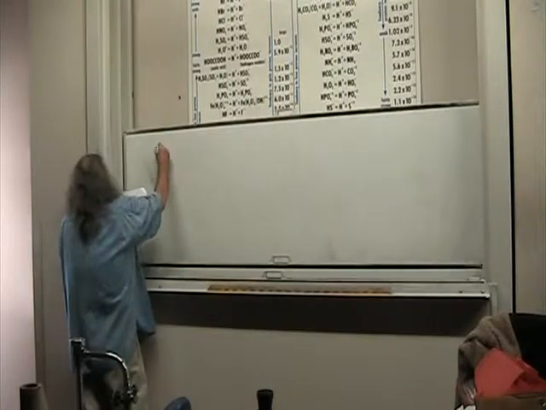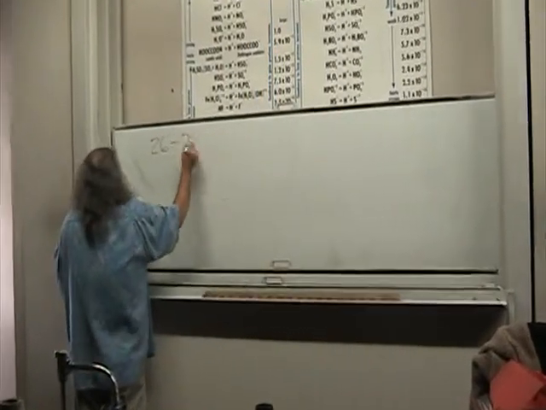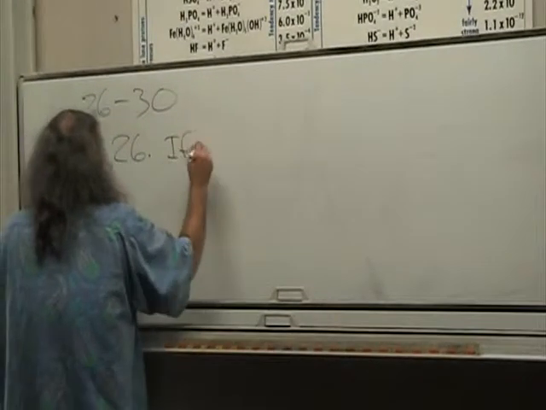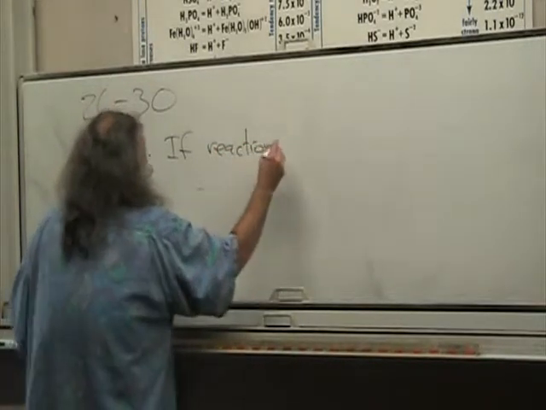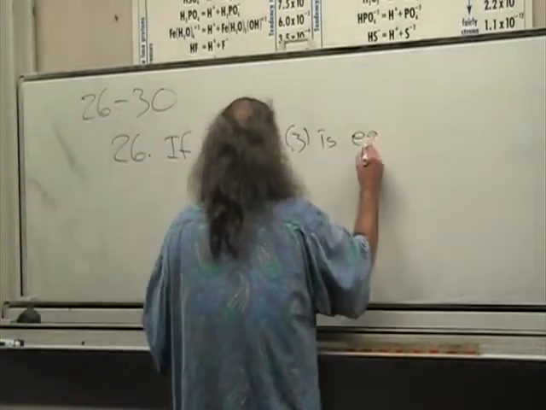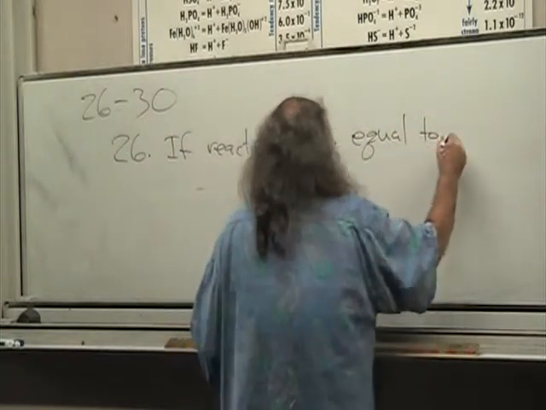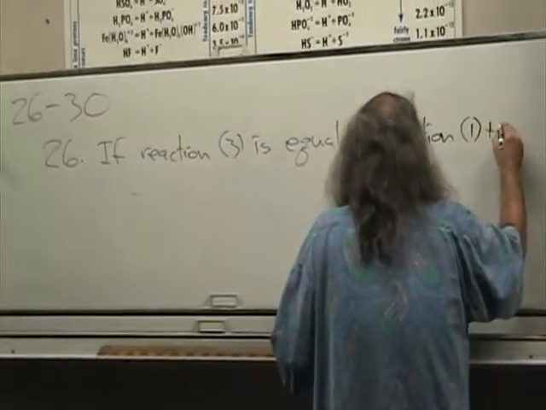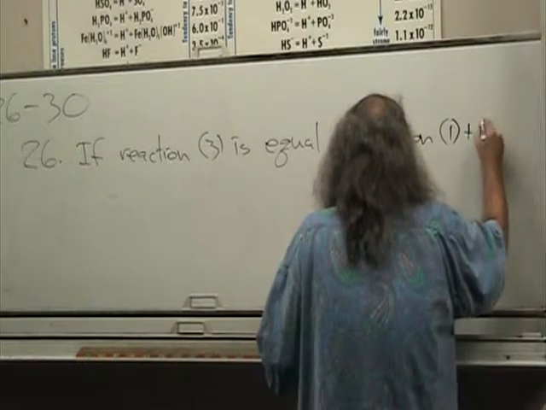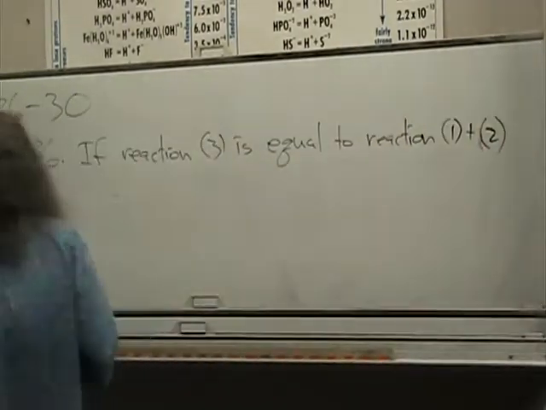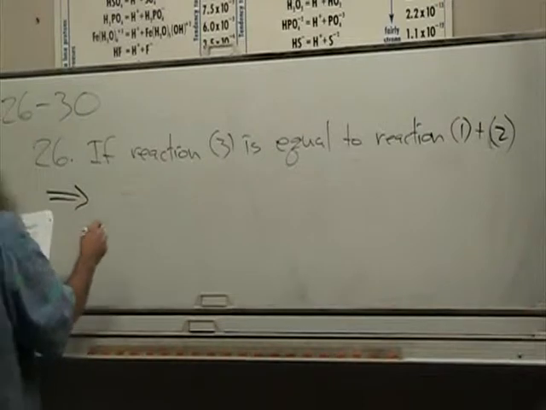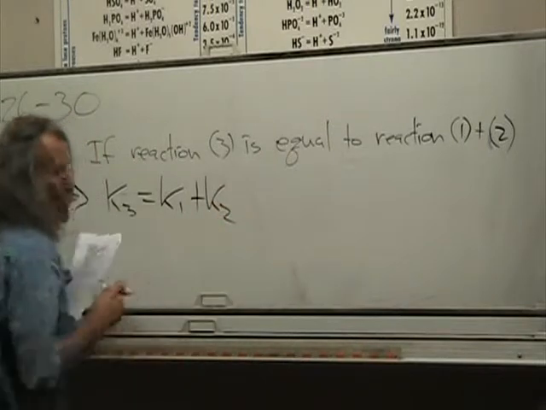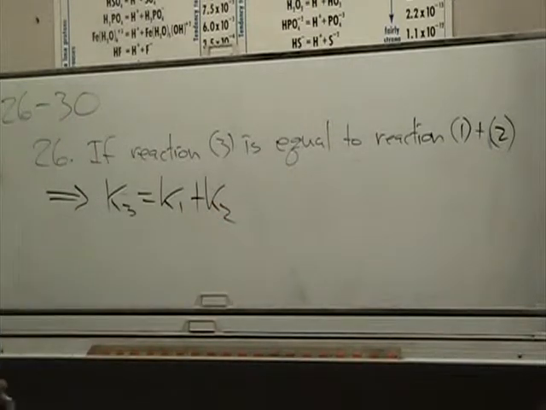This is 26 through 30, and 26 is: if reaction 3 is equal to reaction 1 plus reaction 2, then K3 equals K1 plus K2. And now I'm going to show that that is indeed false.